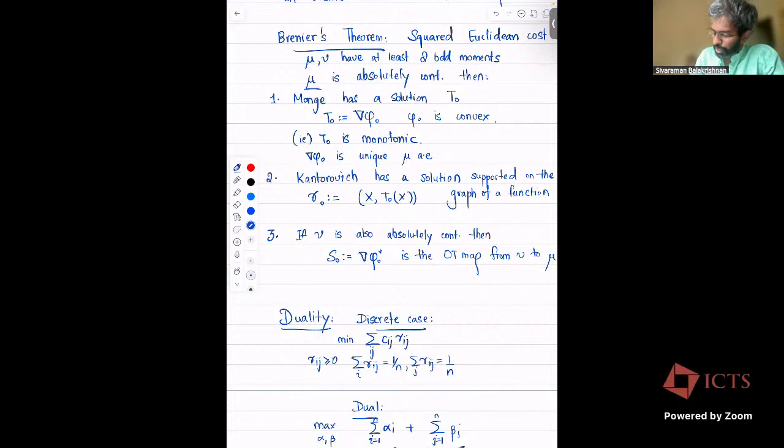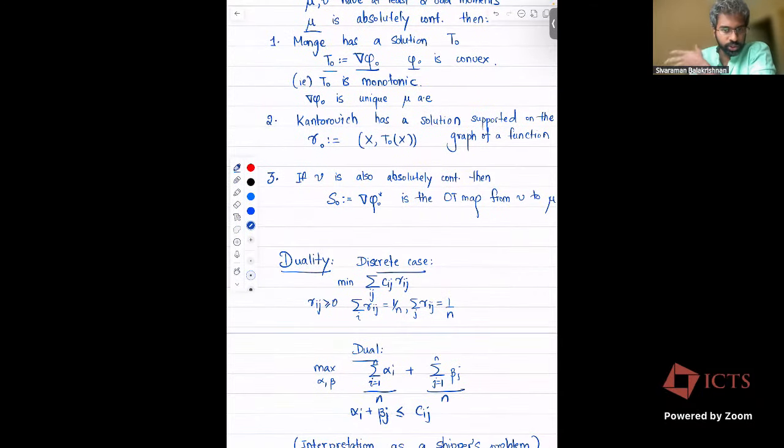So Monge's problem has a solution. We'll call it T0. That will always be the gradient of a convex function. So phi0 is some convex function. Its gradient will be the transport map. So this is some way of saying the transport map has some nice monotonicity property. And also Kantorovich's program has a solution which you can read off from Monge's solution. So it'll be a coupling of the form (x, T0(x)). So you should imagine it's a coupling which is supported on the graph of a function. It's a degenerate coupling in some sense. It says take every point x and move it to the point T0(x). That defines a coupling.